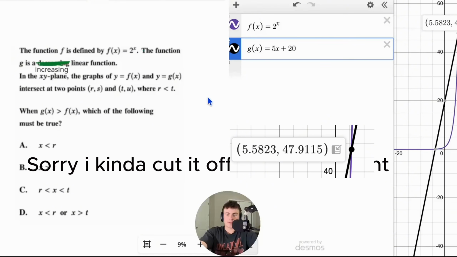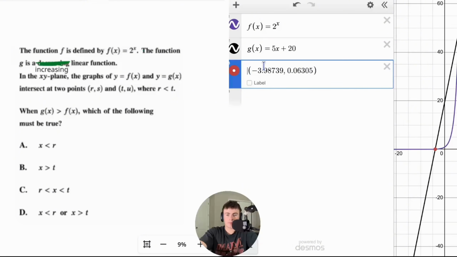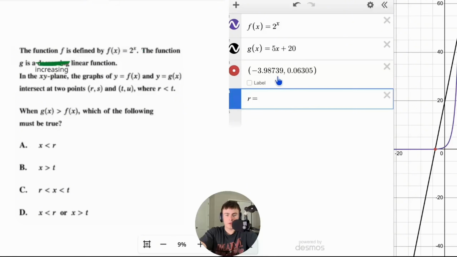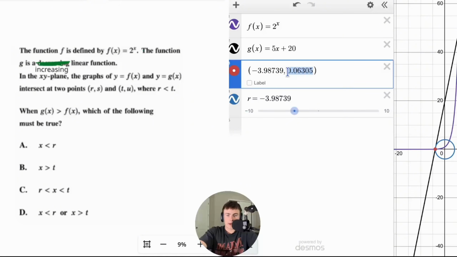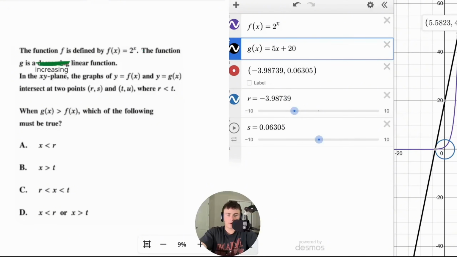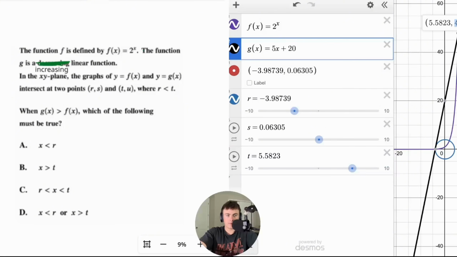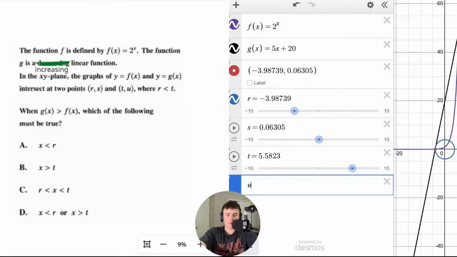And r is less than t. So the first point, therefore, is going to be this right here. This is going to be the first point, r comma s. So r is this. And then s is this. All right, perfect. Now t comma u is the other point. So this is t. And this is u. You can't copy and paste on the real thing, but I'm just going to do it anyway. Where r is less than t. Okay, perfect. So we just found all the numbers.